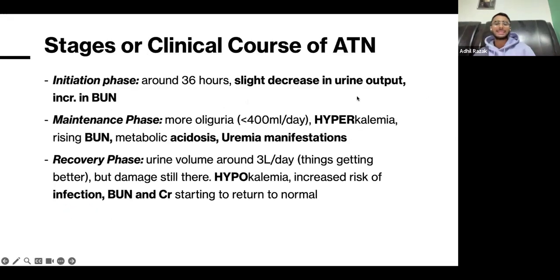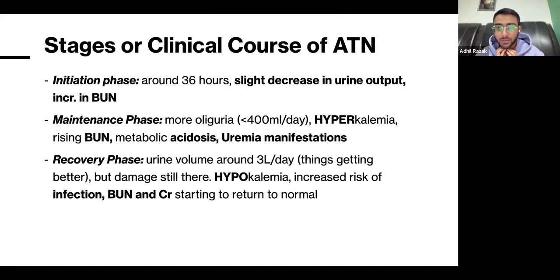So let's quickly go over what exactly the stages are. The initiation phase is around the first 36 hours from the damage. There is a decrease in the urine output and an increase in the BUN. The maintenance phase happens after this 36-hour period, and it is pretty much the disease state. In this stage, there is oliguria, far less urine being released from the body, less than 400 milliliters per day, which is terrible.